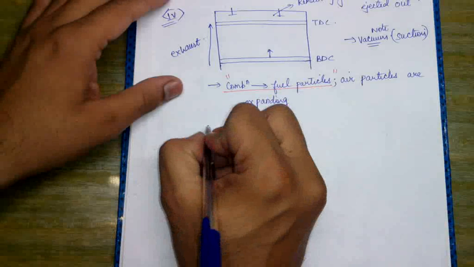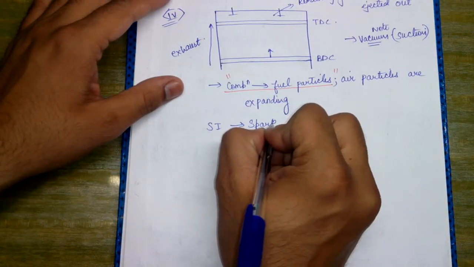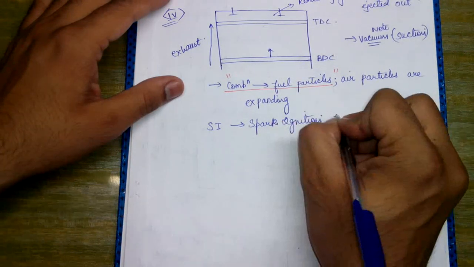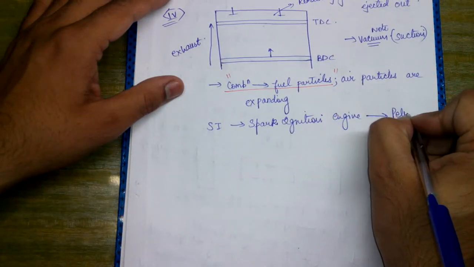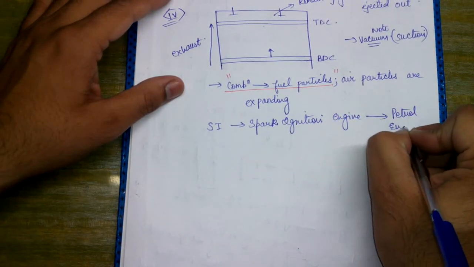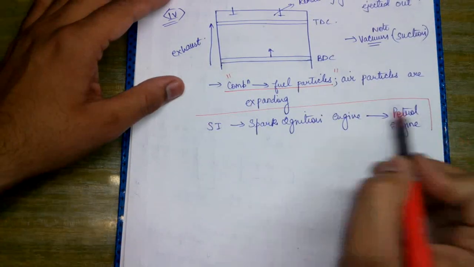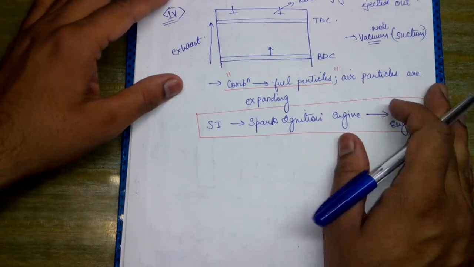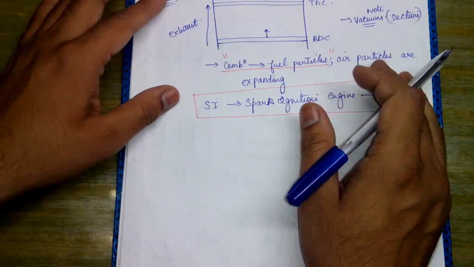Okay, so SI engine, that is the spark ignition engine, it is also called as the petrol engine. Okay, it is also called as the petrol engine. Spark ignition simply means that we are using a spark plug, and by producing the spark we are adding the heat to the air fuel mixture.